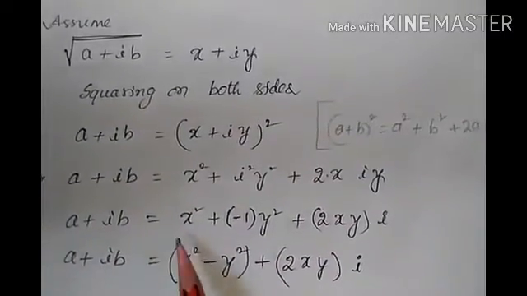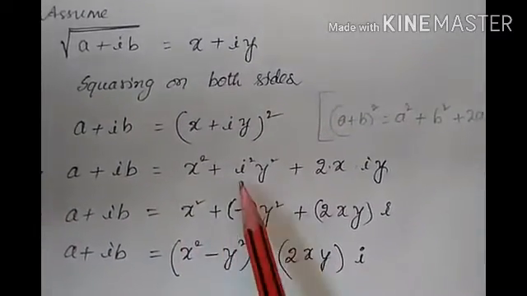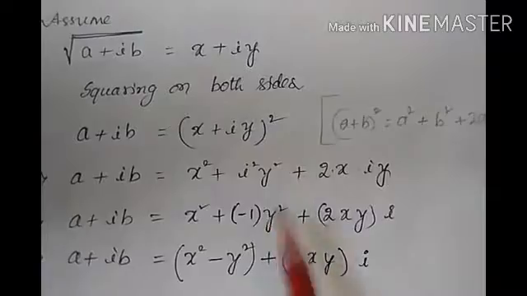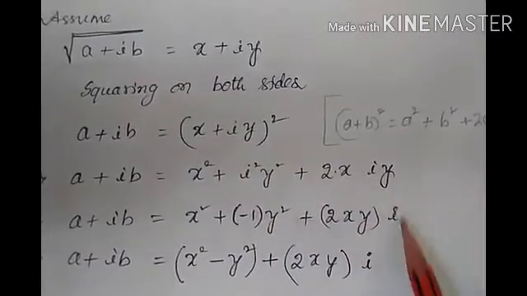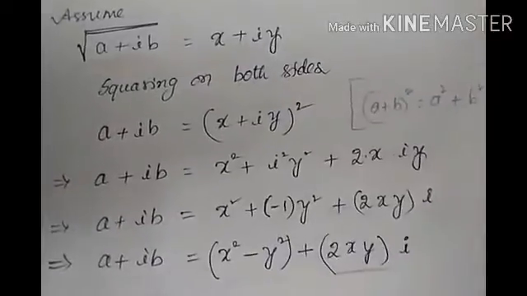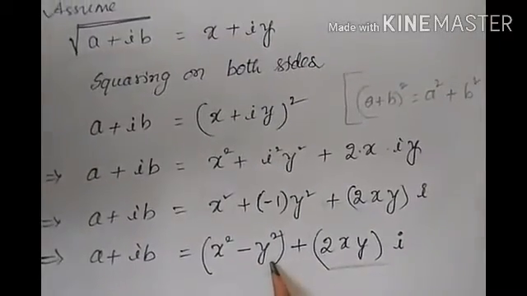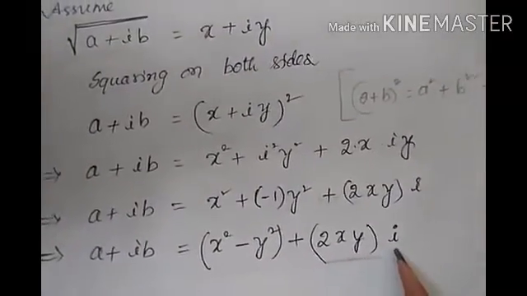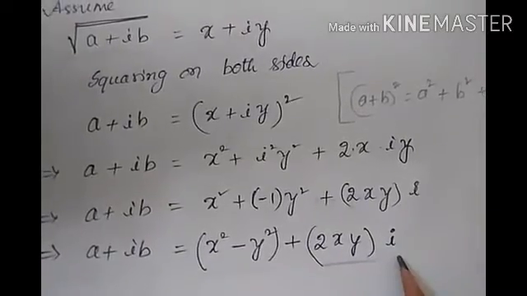Simplifying, you get a plus ib equal to x square plus i square, whose value is minus 1, into y square, plus 2xy into i. Now, a plus ib equals what? x square minus y square plus 2xy into i. It is again in the form of a plus ib.